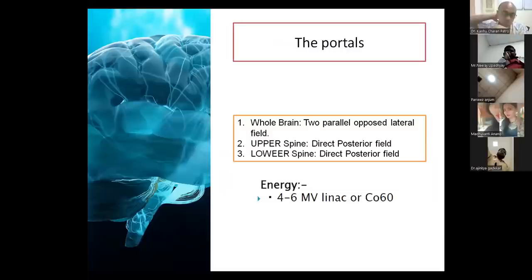As you know, the portals are mostly whole brain, two parallel opposed fields, and upper spine direct posterior field, lower spine direct posterior field. Mostly 4 to 6 MV linac or cobalt is sufficient.